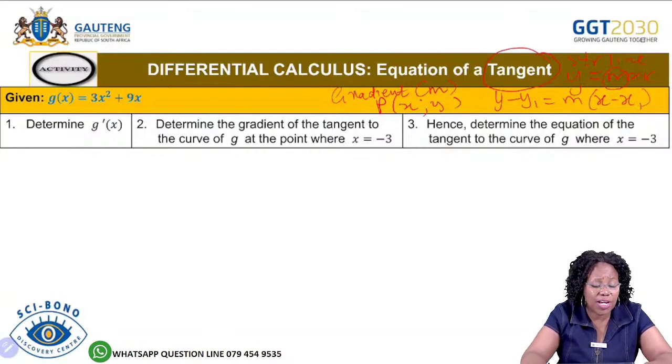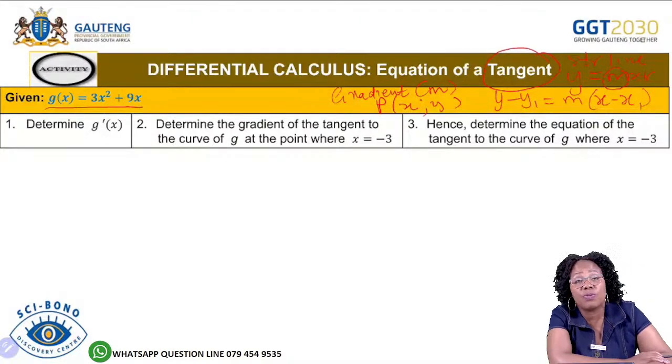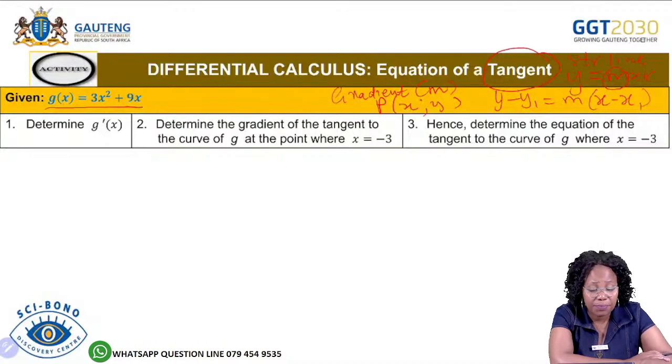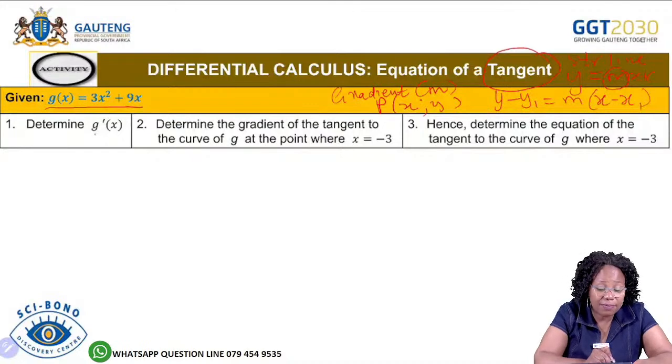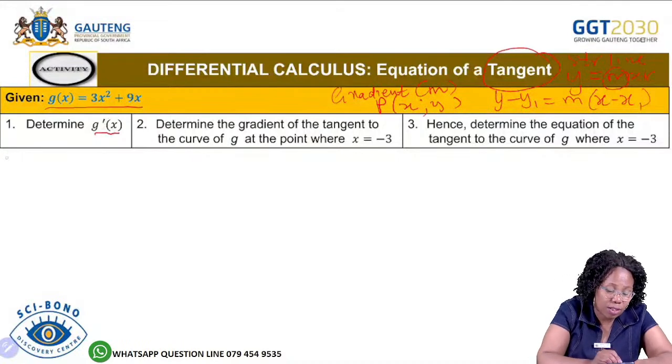We are given g of x is equal to 3x squared plus 9x. If you look at this equation, this is a parabola equation, positive, concave up. And then number 1, you need to determine the derivative g'(x) of that particular equation. Remember, you are using the rules now. No first principles now. We are using the short way, which is application of rules. Let's hit the road, grade 12.